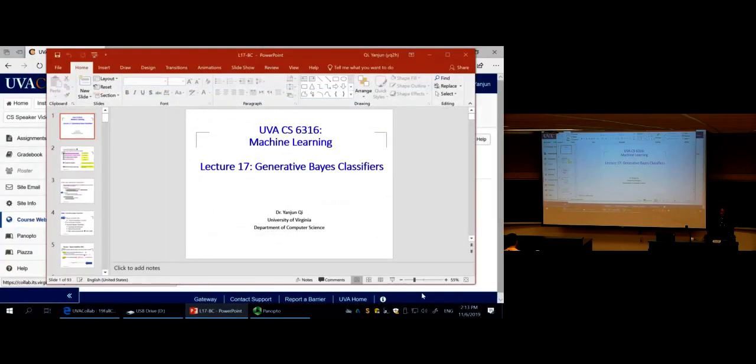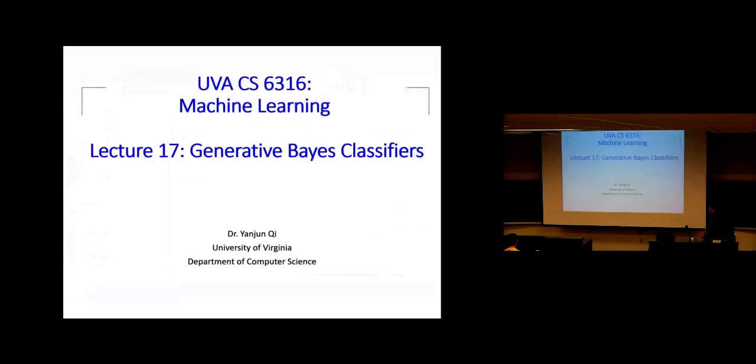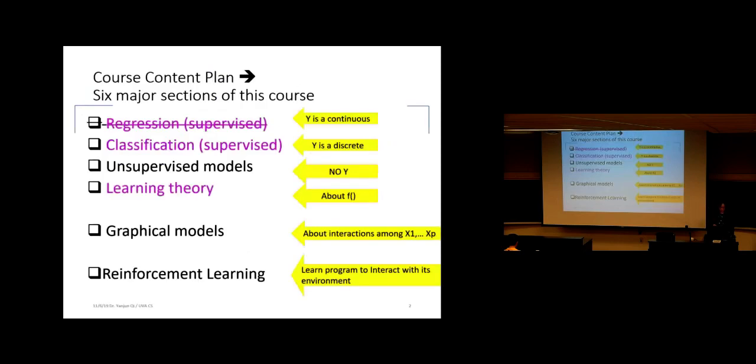To talk about generative Bayes classifier today. Okay. So again, in our framework we are doing classification, and there will be a little bit of learning theory if I can cover it, maybe next time. It's about discriminative classification versus generative classification. What are the theoretical reasons or situations where one is better than the other?